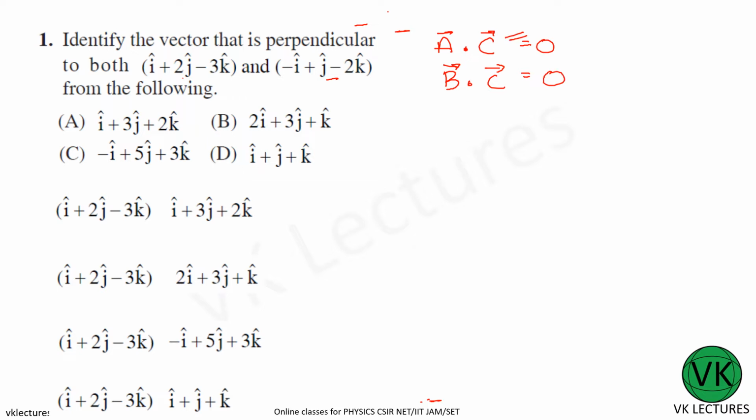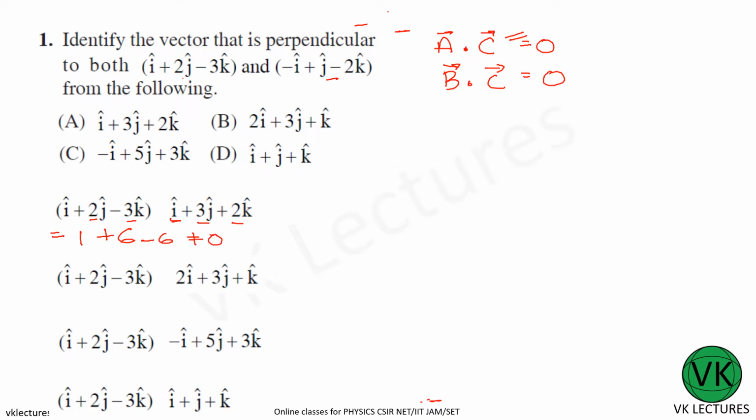Now here we have the 4 options given. Let us do one by one. Here we can write i times i, that is 1, plus 2j times 3j, that is 6, minus 3 times 2, that is minus 6. Which is not equal to 0, right?